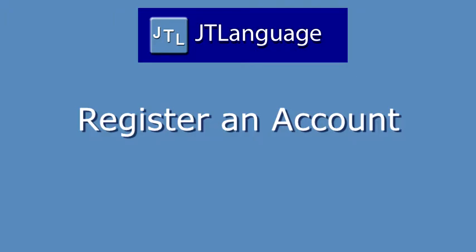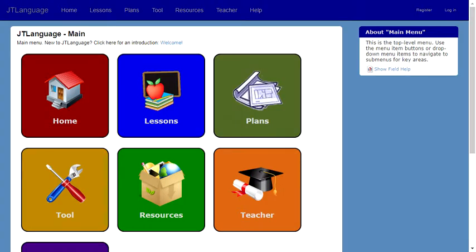Register an account. The first thing to do is to create an account for yourself on JTLanguage. An account is necessary in JTLanguage in order for it to save your settings and study item status. Note that for the most part, it doesn't matter whether you register using the website or mobile app, as the phone app will register on the website for you if a network connection is present.